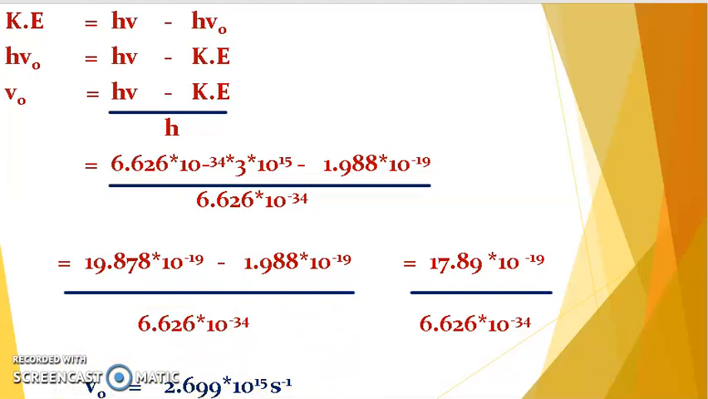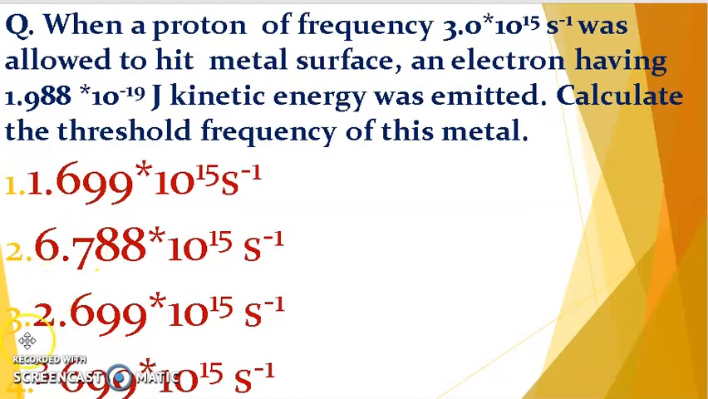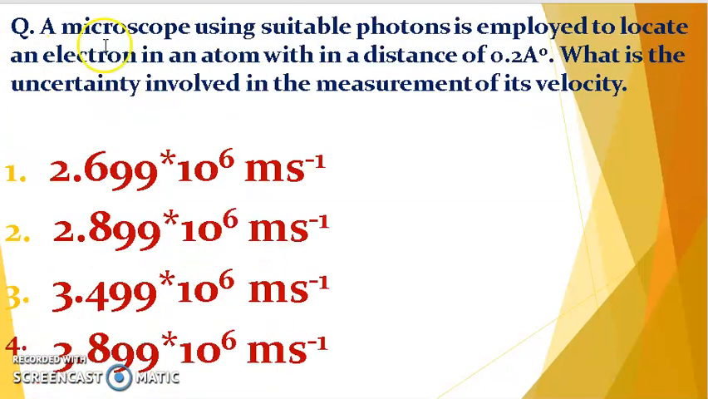So 2.699. Okay, see here. Which is the correct option? 2.699 into 10 power 15 second minus 1 is the correct answer for this particular question. Okay, so what about the second question?